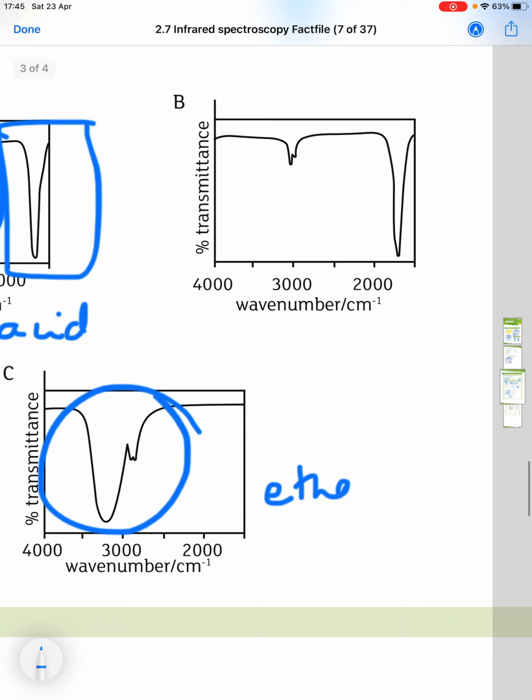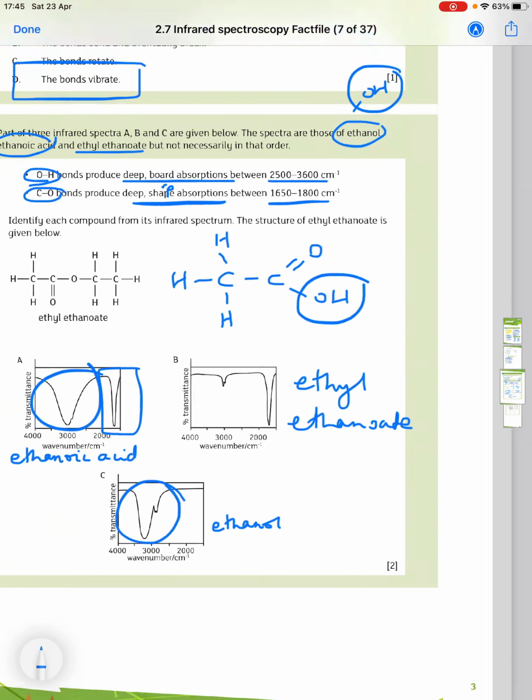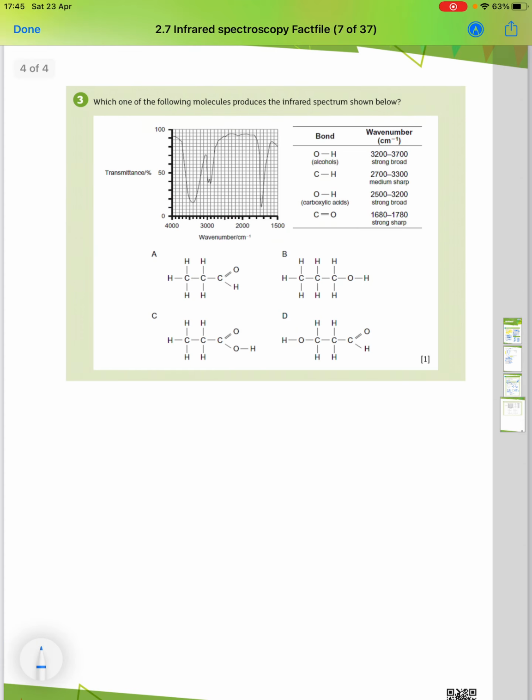And C the ethanol, which means by default B has to be the ethyl ethanoate. And we can see the sharp peak there from the carbon to oxygen bond.